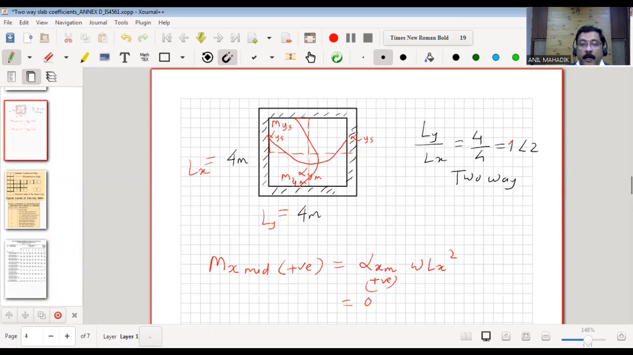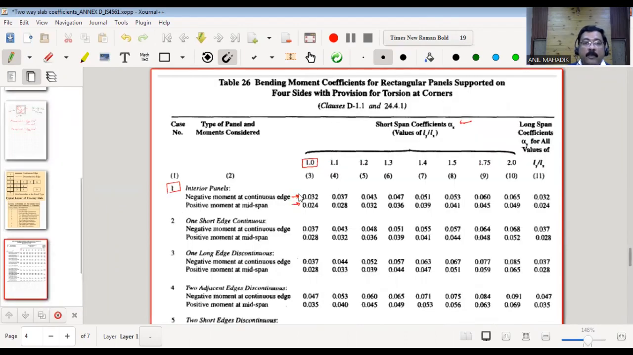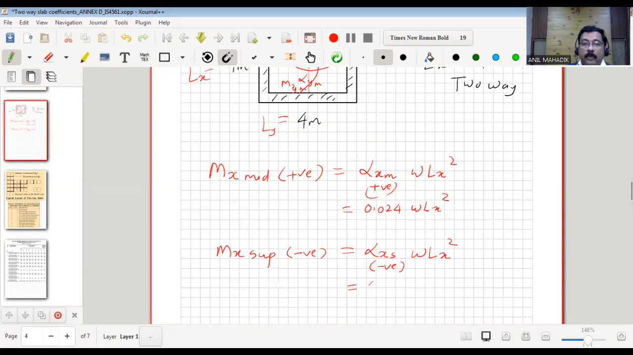So positive will be 0.024 into W Lx square. So Lx, you know that it is 4 meter, and W will be the loading on the slab. It may be dead load, live loads and all. Okay. Again, see the Mx support. So alpha x negative value is 0.032. So 0.032 W Lx square. Lx will be 4 here.